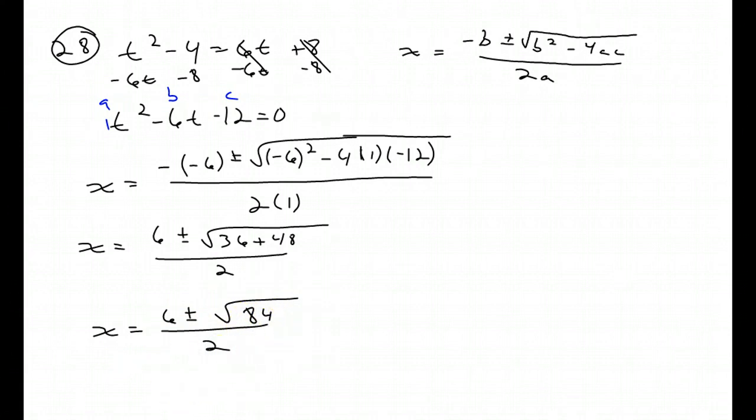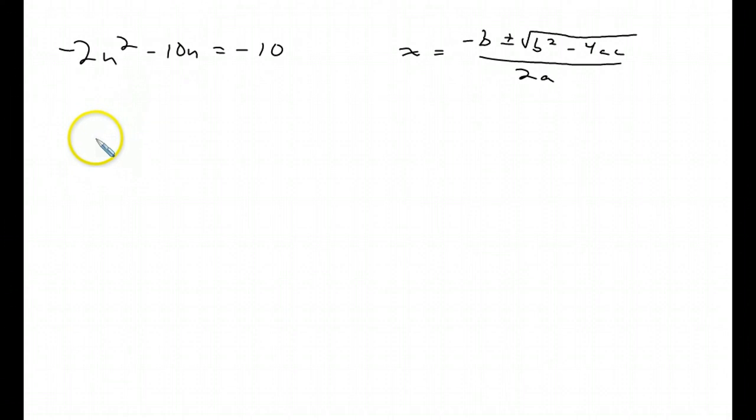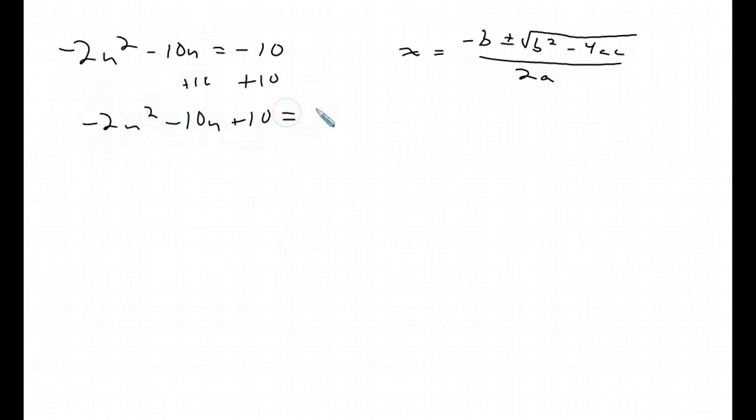Okay, the last one that I'm going to do is not on your review, but there is a problem very similar to it on your test. So give this a shot before you actually watch the solution. Go ahead and pause the video to do that. So with this, I noticed that it needs to be equal to 0. So add 10 to both sides. So I'll have negative 2n squared minus 10n plus 10 equals 0.